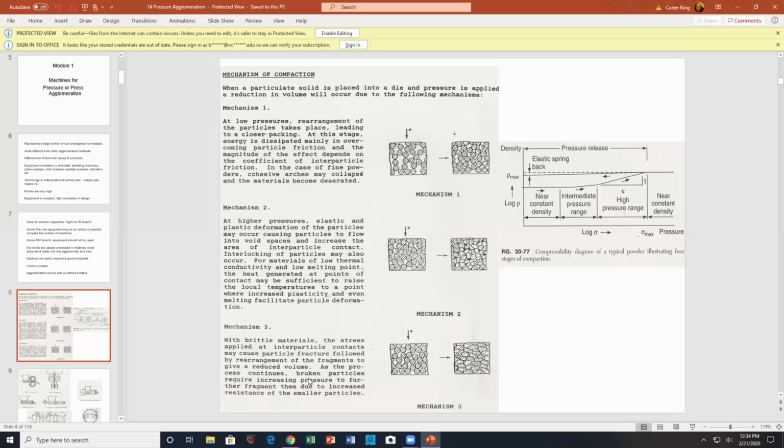As the process continues, the broken particles require increasing pressure to further fragment them due to increased resistance of smaller particles. So now we're entering where up here the black spaces were indicating a void. Here there are very little void spaces at all, and we're in the high pressure range up here. And then, when we put so much pressure and release it, there's a possibility of spring back. So we're at near constant density here. This is log pressure versus log density.